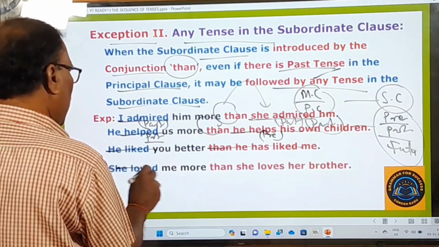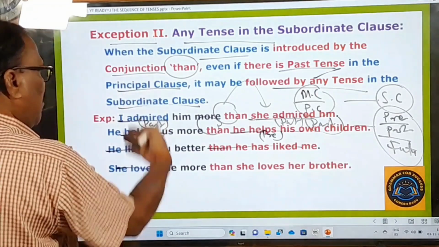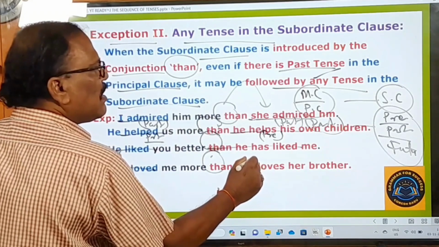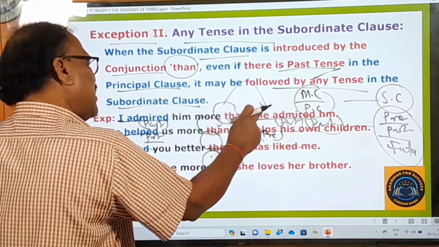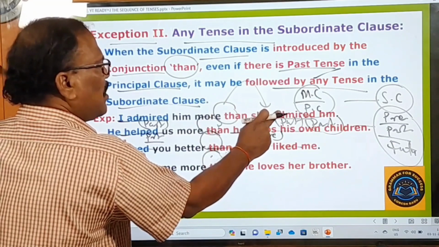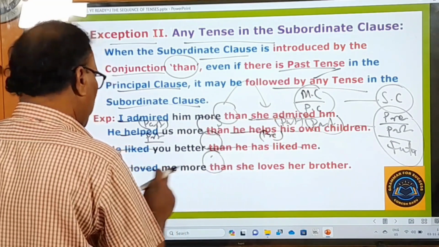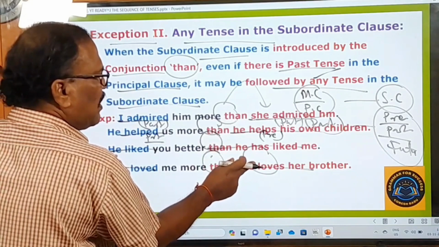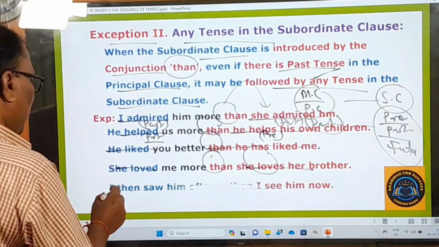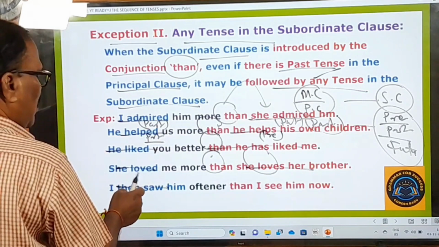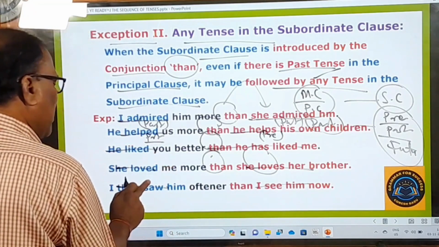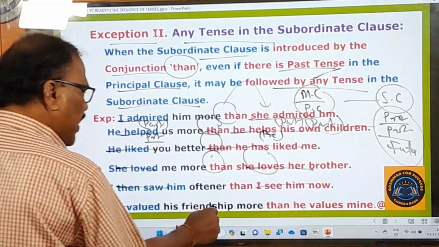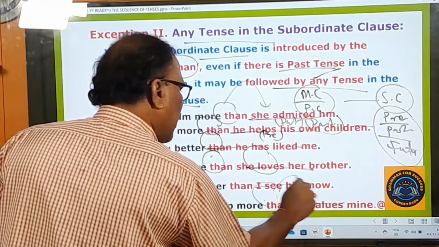He loved me. Always there is past tense in the principal clause, but here after than only, there can be any tense. Any tense means present tense or past tense or future tense. So here past tense is used, and here present tense is used in these three examples. She loved me more than she loves her brother. She loves: present tense. And I then saw him, main clause, oftener than I see him now. So this is in the past tense, and this is in the present tense again. One more example, the last example I am giving you here: he valued his friendship more than he values mine. So after than, again here present tense.